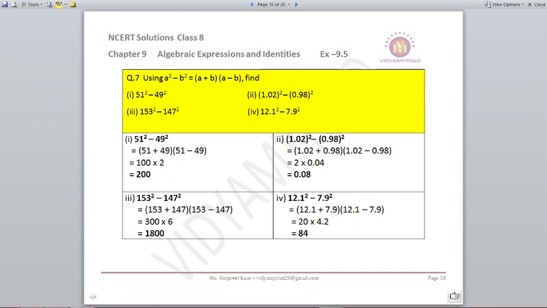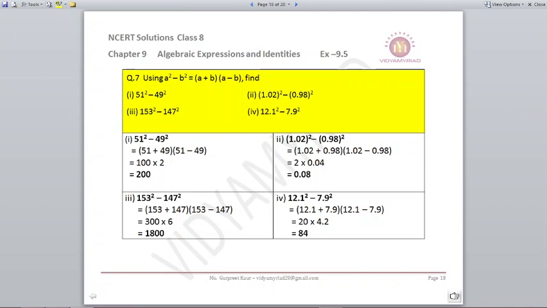Question number 7. Using a square minus b square, which is a plus b, a minus b, find the values of the following. So 51 square minus 49 square. How can I write this? This is a square minus b square, that is a minus b, a plus b. So 51 plus 49, 51 minus 49, which is 100 into 2. Answer comes to 200. That is easy calculation. So you don't have to square and find and subtract. Just try to use the formula and do it.